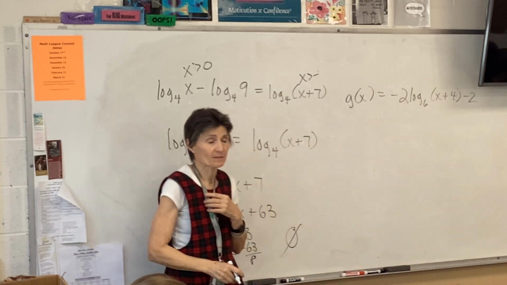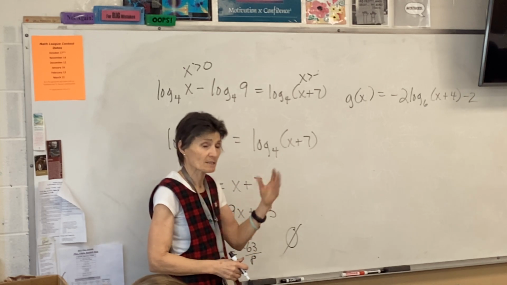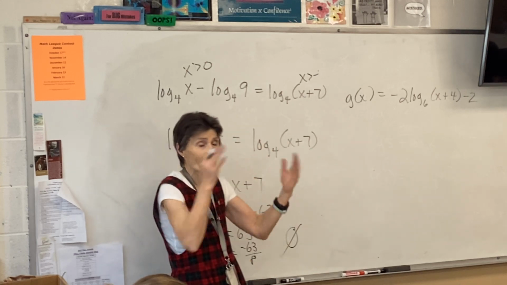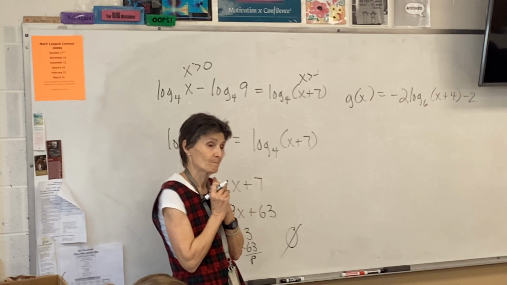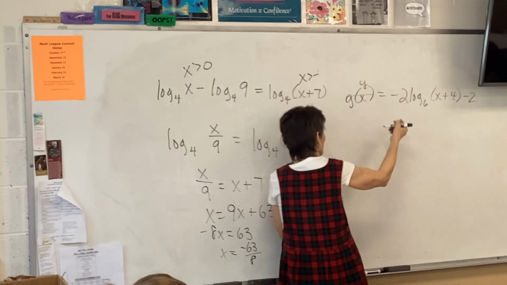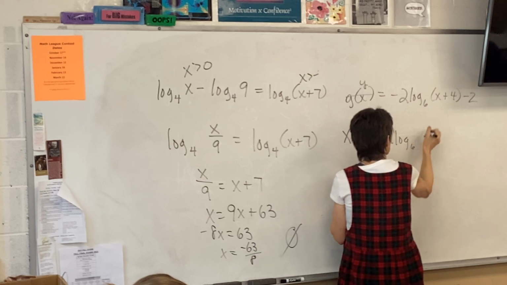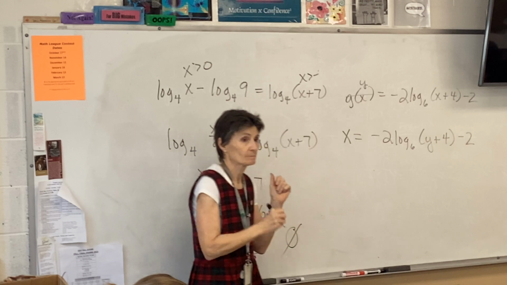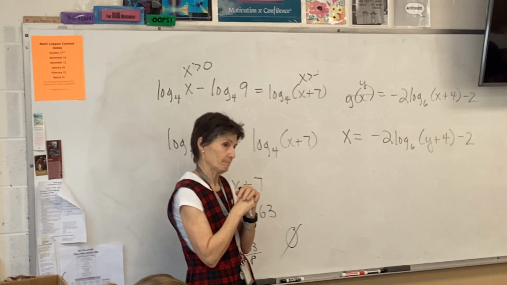Inverses of lots of things, and it doesn't matter what you're finding the inverse of. Exponent, logarithm, rational function, sine, cosine, it doesn't matter. If you're finding the inverse, what's the first thing you have to do? Switch your variables. So this is y. So when I switch, I have x equals negative 2 log 6 of y plus 4, minus 2. Okay, now what?